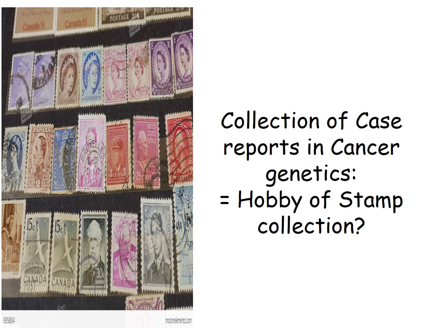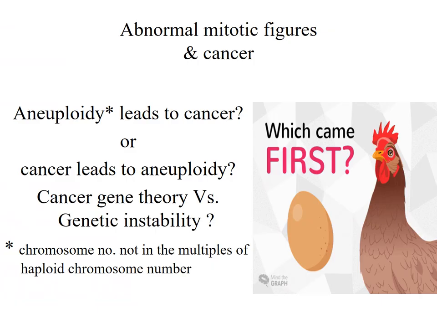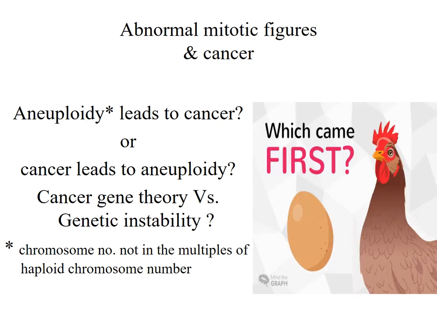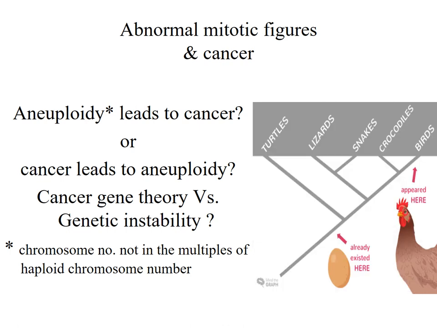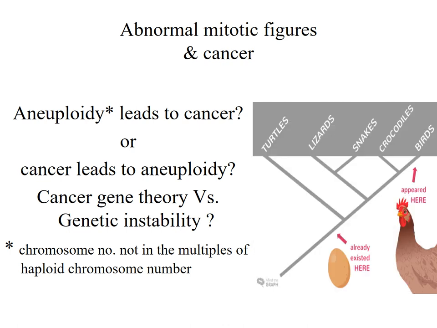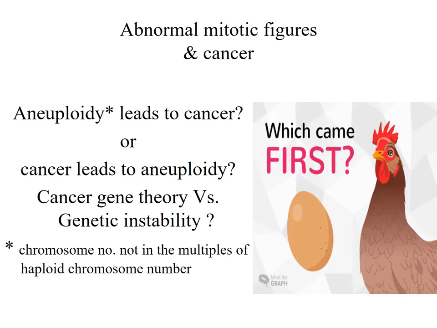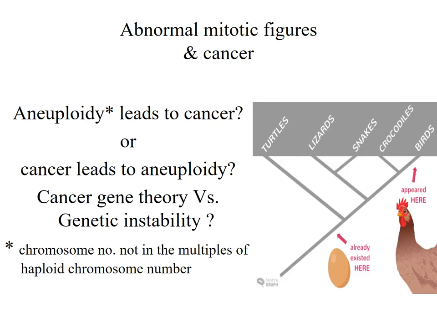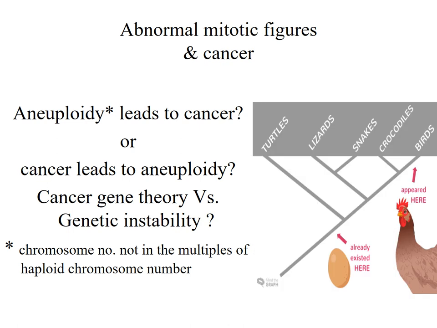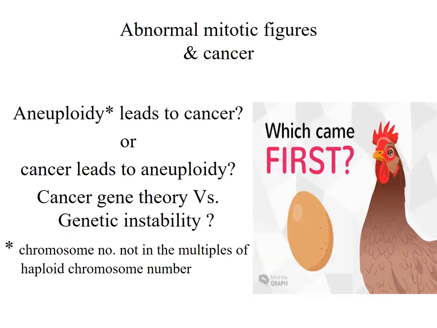One may wonder, oh, what is the point? Is it something like stamp collection? Collection of case reports in cancer genetics, how does it help? So this helps us identify the commonality, whether some particular cancer chromosome aberration is diagnostic of a type of cancer. Does it tell us anything about the severity of cancer, the progression of cancer? Is it useful in predicting the response to therapy? Okay, so before we go into it, I will tell you what is shown in this slide.